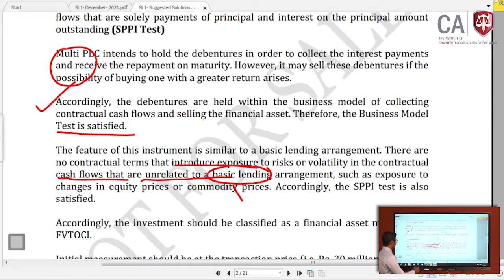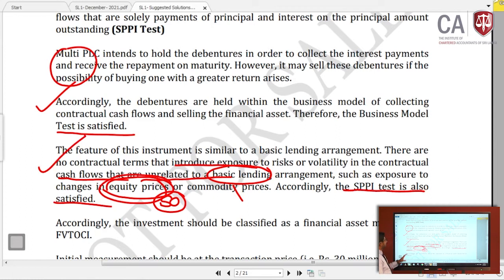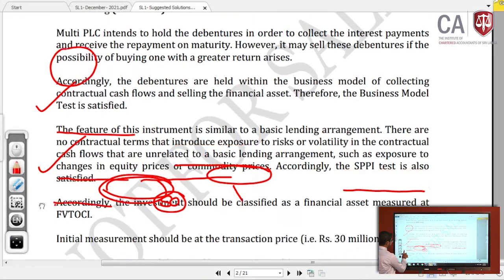Such as exposure to changes in equity price. Let's say we had a share option where the convertible debenture can be converted into shares, then equity price might have some kind of a relationship with that particular instrument. But this particular instrument doesn't have something like that. Accordingly, the SPPI test is also satisfied. This is like further elaboration. Moving forward.